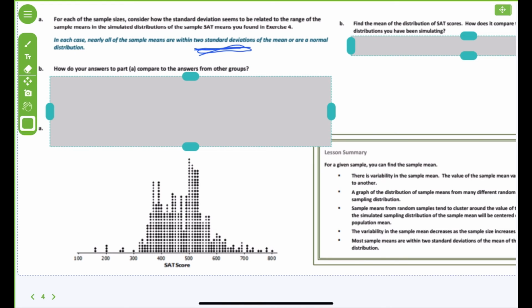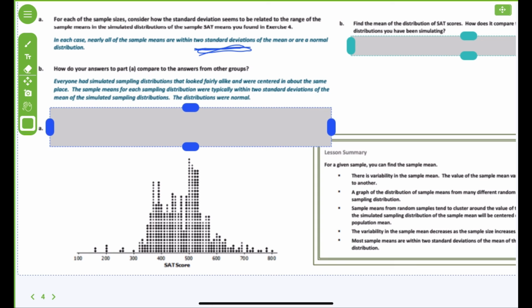So how does your answer to part A compare to the answers from other groups? Well, if we were to do this, it would all look about the same. You would have your mean where everything's centered around it, and depending on the sample size, that would determine how spread out they are, but they would all be normally distributed.